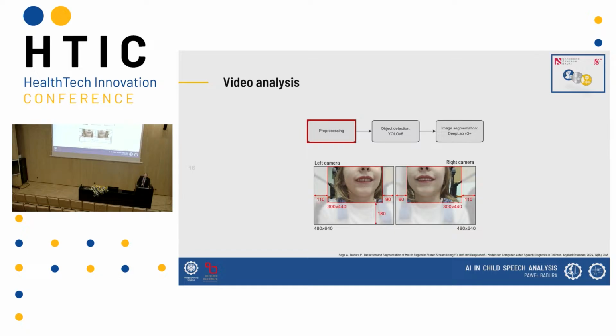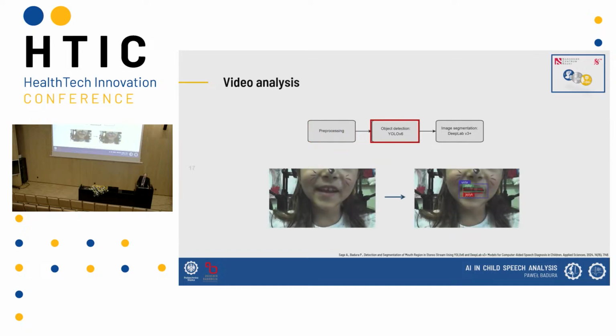So what we did here was, after the pre-processing, we applied the object detection using one of the YOLO models, You Only Look Once. The sixth version turned out to be the most efficient for this purpose. Right now YOLO is like 11 years old, so not years, but the recent YOLO has number 11.